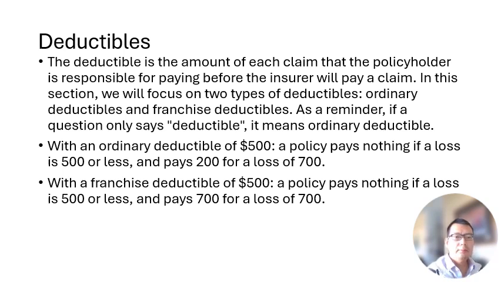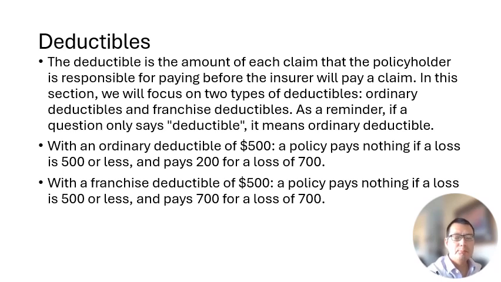The deductible is the amount of each claim that the policyholder is responsible for paying before the insurer will pay a claim. In this section, we will focus on two types of deductibles: ordinary deductibles and franchise deductibles. As a reminder, if a question only says deductible, it generally means ordinary deductible. So what's the difference between ordinary deductible and the franchise deductible?